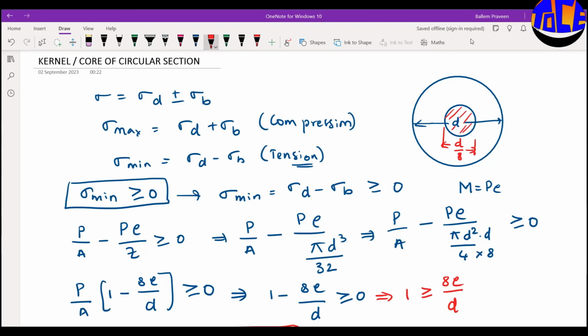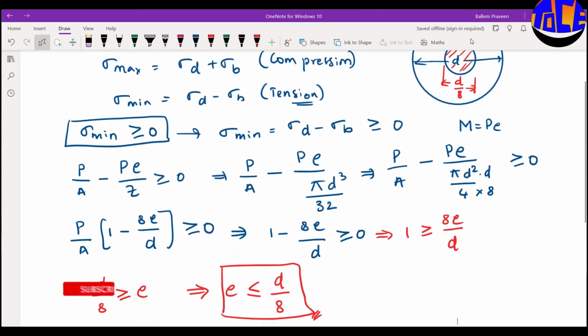So this is how we can derive the expression for the kernel of circular section. We got the equation that e should be less than or equal to d by 8.